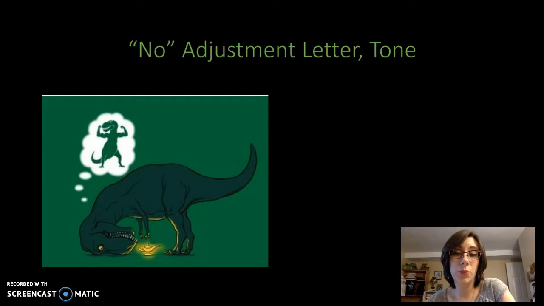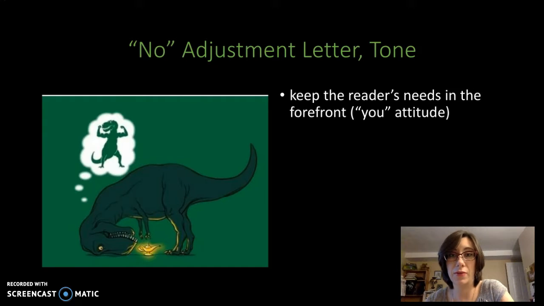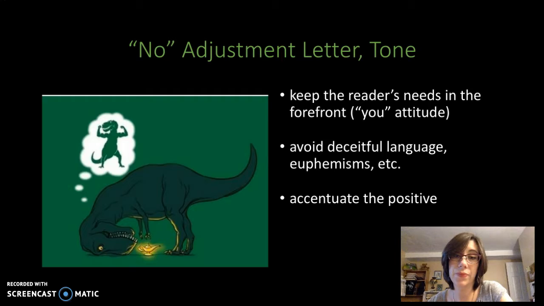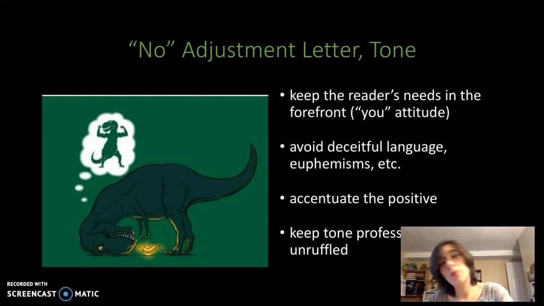Okay, so when you write your no adjustment letter, here is the tone you should be striving for. Remember to keep the reader's needs in the forefront, to really maintain the you attitude. It's extra important in this letter, and it's going to be harder to do. Avoid the deceitful language and euphemisms that we discussed in the last video. Try to accentuate the positive as much as you can. Keep your tone professional and unruffled.